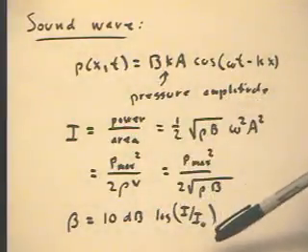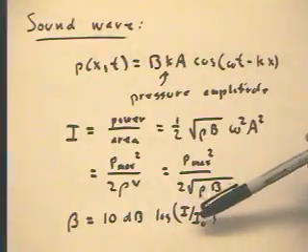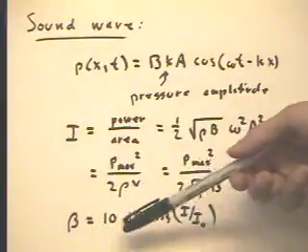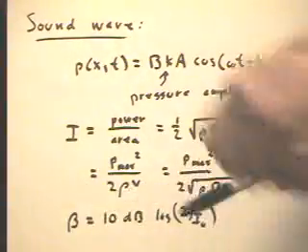So if we have an intensity, we divide it by 10 to the negative 12th watts per square meter, take its base 10 logarithm, multiply it by 10, and we have what we call the decibel intensity of the sound.